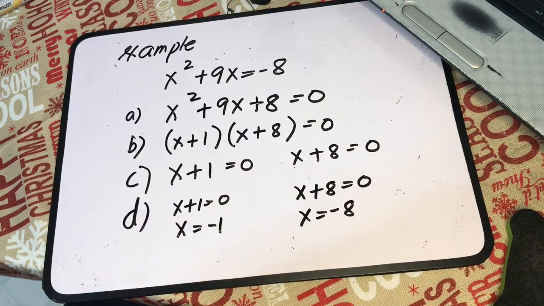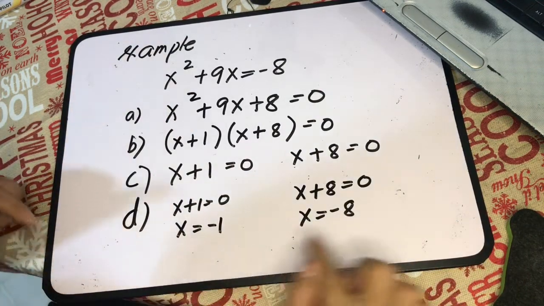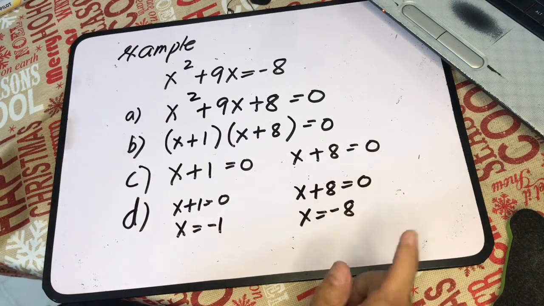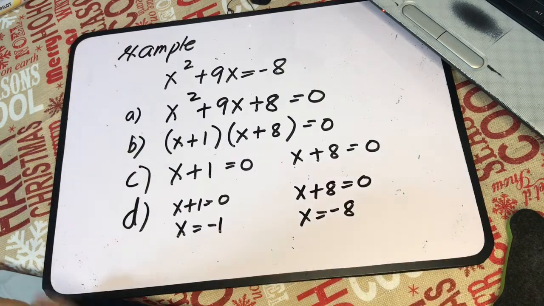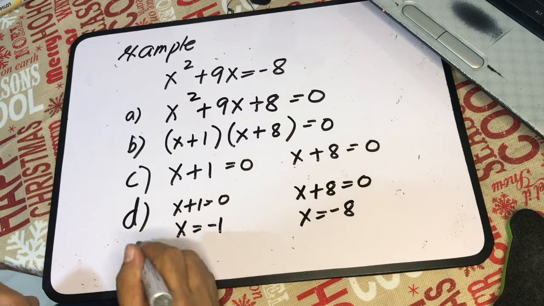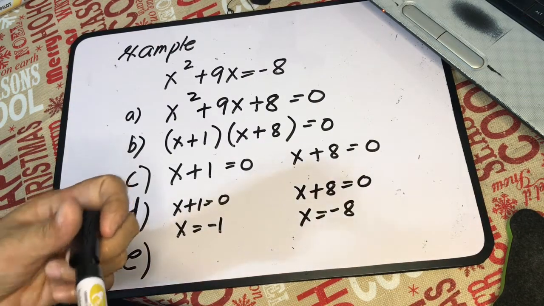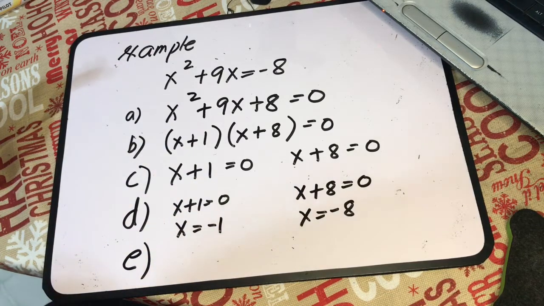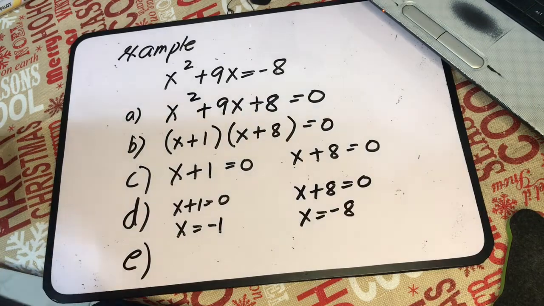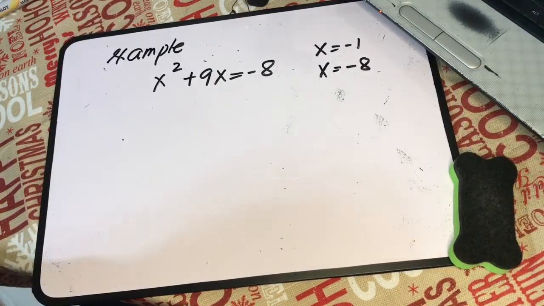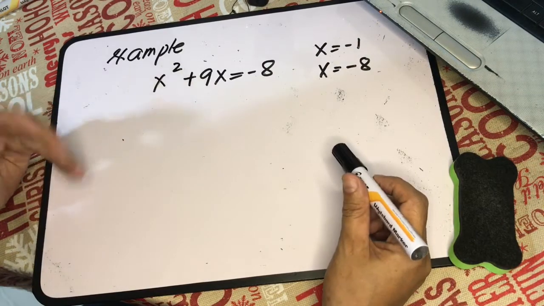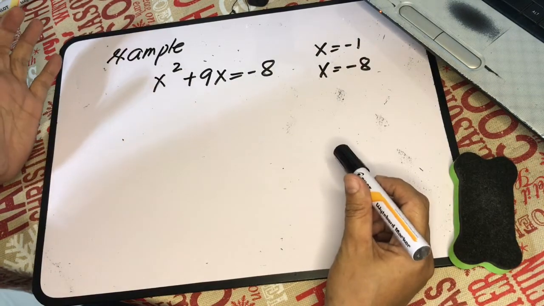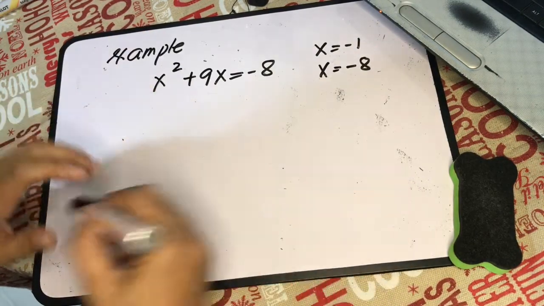Now, paano natin malalaman na ang sagot natin ay tama? Then, we will check the values of the variable obtained by substituting it in the original equation. So, the last part is we're going to check the value of the variables obtained. Check natin kung tama ba yung nakuha nating value.